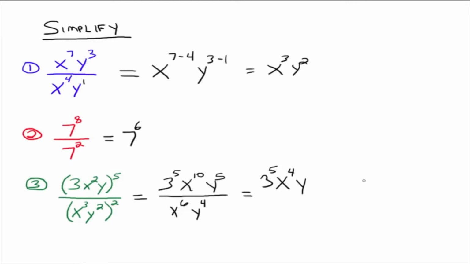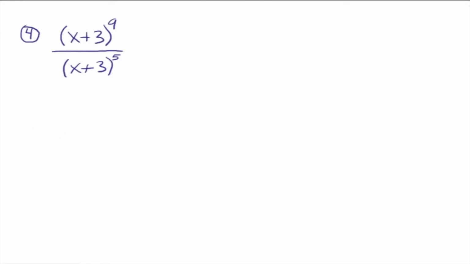So I got one more example I want to do. x plus 3 to the ninth over x plus 3 to the fifth. So the base here is x plus 3 for both the top and the bottom. So we keep the base the same, x plus 3, and we subtract top exponent minus bottom exponent. So 9 minus 5 is 4. So all of this goes to x plus 3 to the fourth power. Again, it doesn't matter what the base is, it's just that the base has to be the same with the top and the bottom.